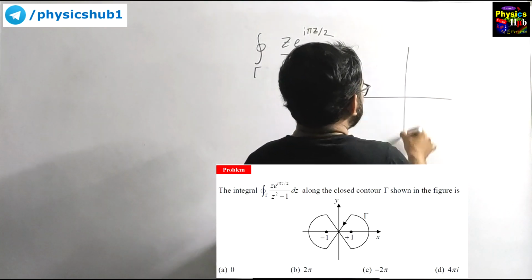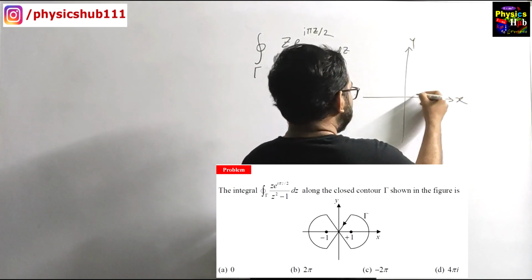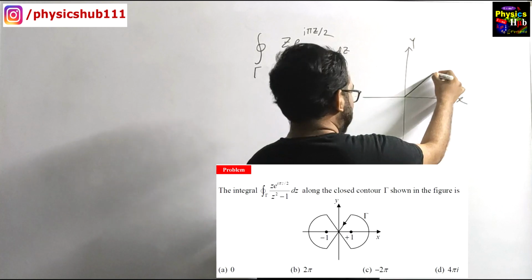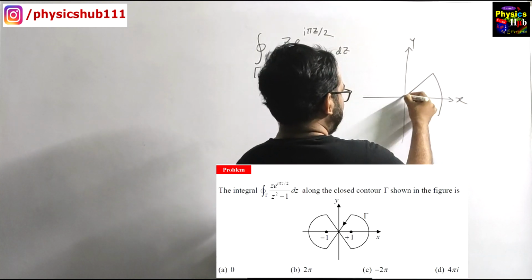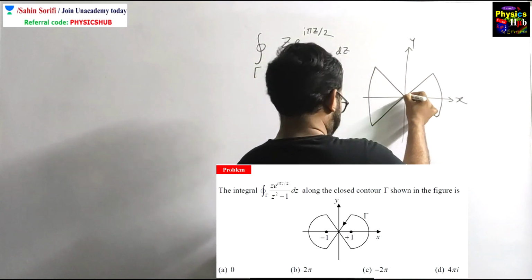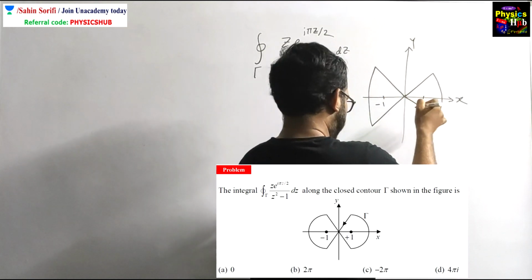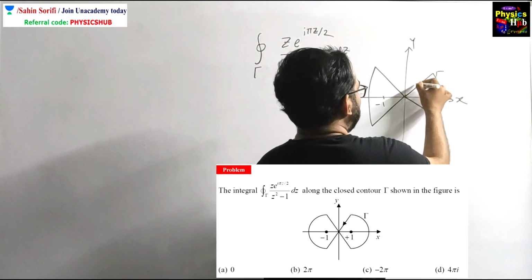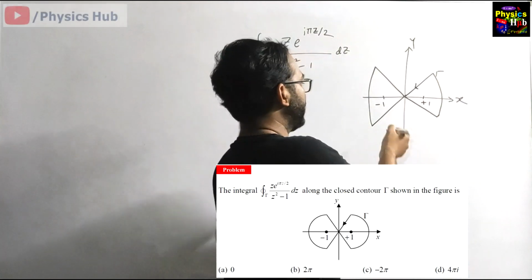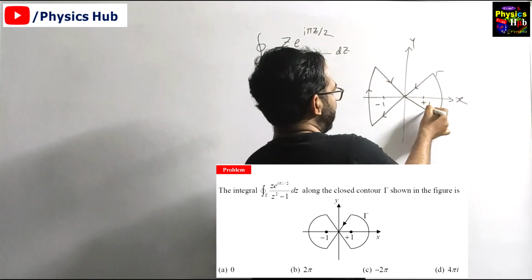The contour is drawn in this way. This is the y axis, this is the x axis, and you can see it is given in such a way. This is plus 1, this is minus 1, and this is the contour tau. Only one direction is given, so you can complete the direction in this way.